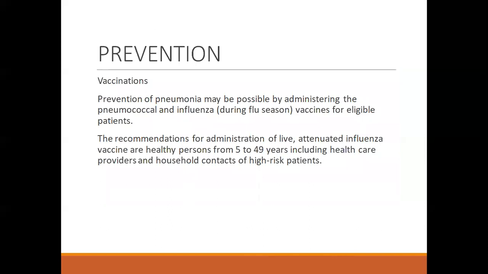Prevention. Vaccinating your patient can prevent pneumonia. Prevention of pneumonia may be possible by administering the pneumococcal and influenza vaccines for eligible patients. The recommendation for administration of live attenuated influenza vaccine is for healthy persons from 5 to 49 years, including healthcare providers and household contacts of high-risk patients.